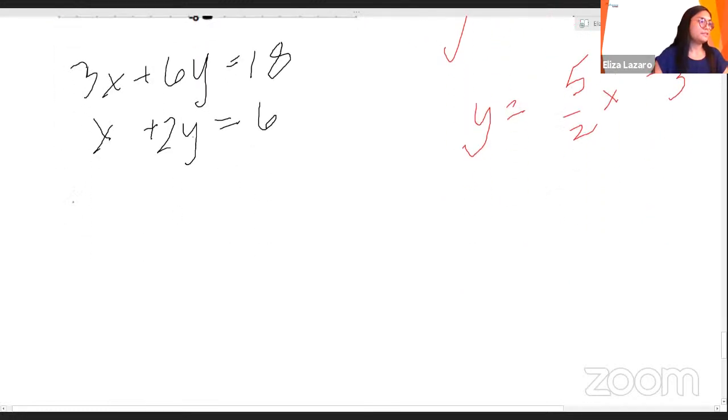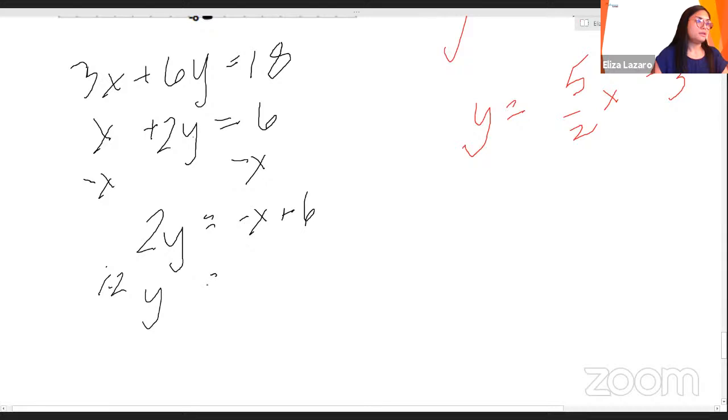Then we get y by itself. Subtract that x from both sides. Plus with 2y equals negative x plus 6. Divide both sides by 2. So we get y equals negative 1/2 x, because we're dividing both terms by 2. And 6 divided by 2 over here is going to give us 3.